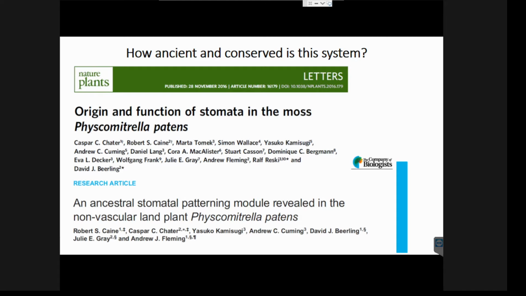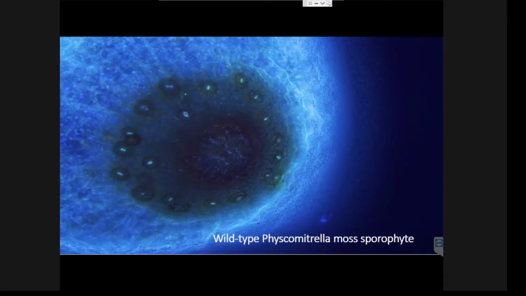Now, this is a really ancient system in land plants. My PhD work and my first postdoctoral work went on to show that in mosses, we have stomata in the sporophyte, which are produced by these same processes as in all other land plants. So this is a spore capsule of a moss, Physcomitrella, and this is the capsule here, and you would have the gametophyte going down here. And these are the wild type like stomata on the base of that capsule.